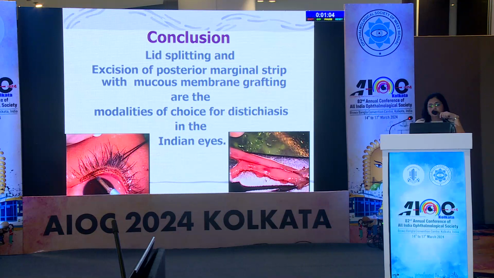But if recurrent lashes are appearing and if the whole of the lid is involved, then it's better to do the lid splitting along with the excision of the posterior marginal strip and replacing it with the mucous membrane graft, which gives us good and long-standing results.